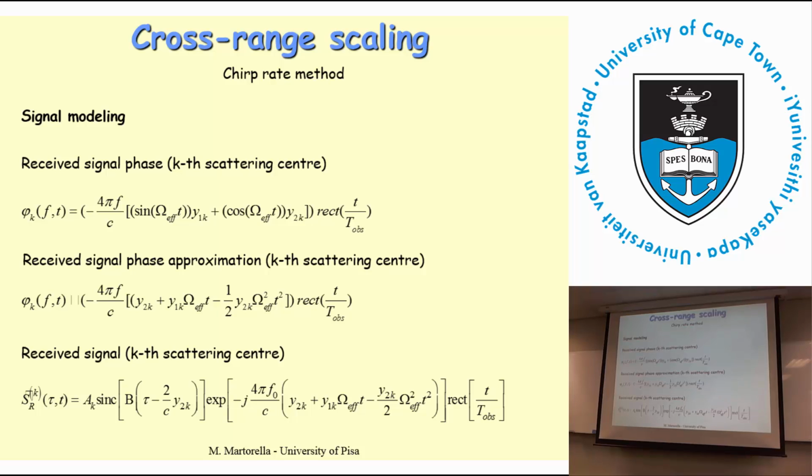This for me is the S_R_K of tau and T. K stands for the K scatterer. Now I'm considering my target as a composition of point light scatterers. So this one, okay, that for me is the generic case scatterer.